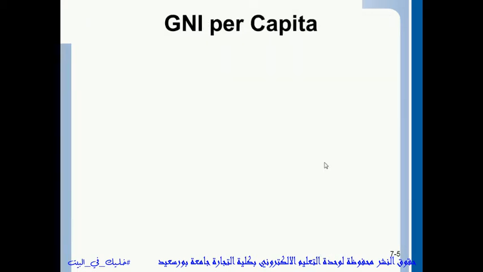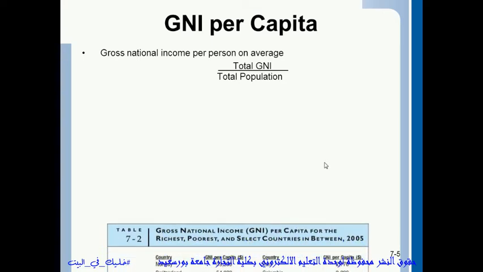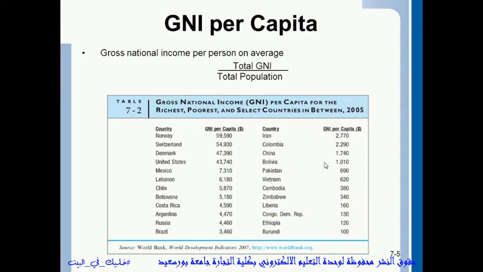GNI per capita, per person: gross national income per person on average, equal to total GNI over total population. And there are some statistics of GNI in some countries, in developed and developing countries.